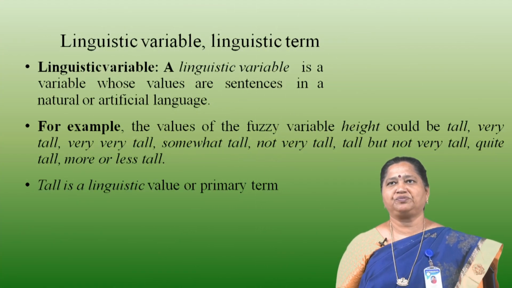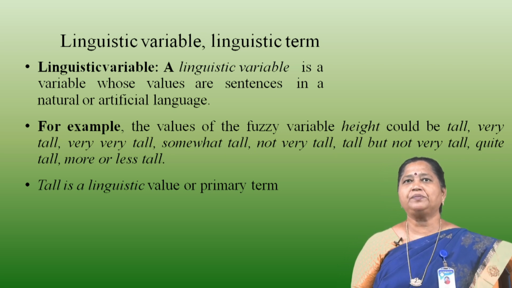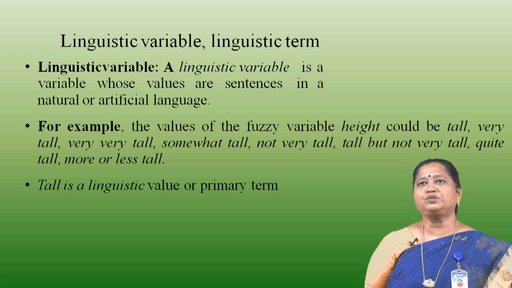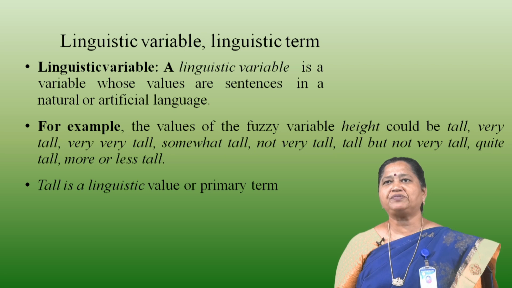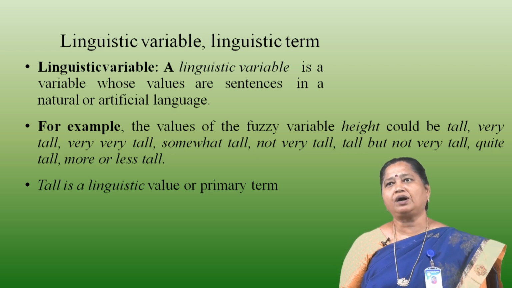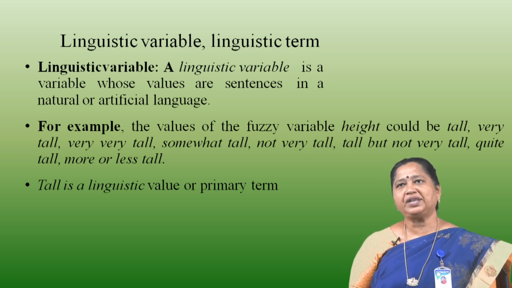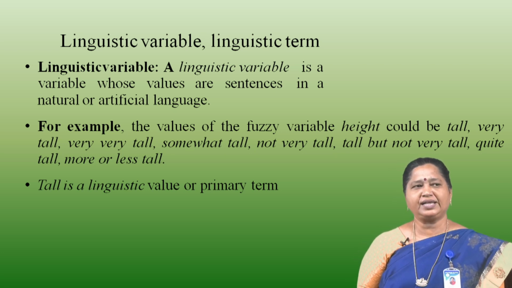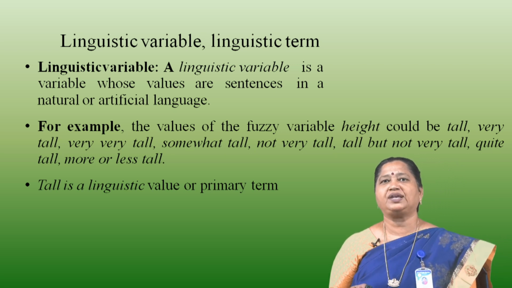The next, linguistic variable and linguistic term. A linguistic variable is a variable whose values are sentences in a natural or artificial language. For example, the values of the fuzzy variable height could be tall, very tall, very very tall, somewhat tall, not very tall, tall but not very tall, quite tall, more or less tall. Tall is a linguistic value or primary term.